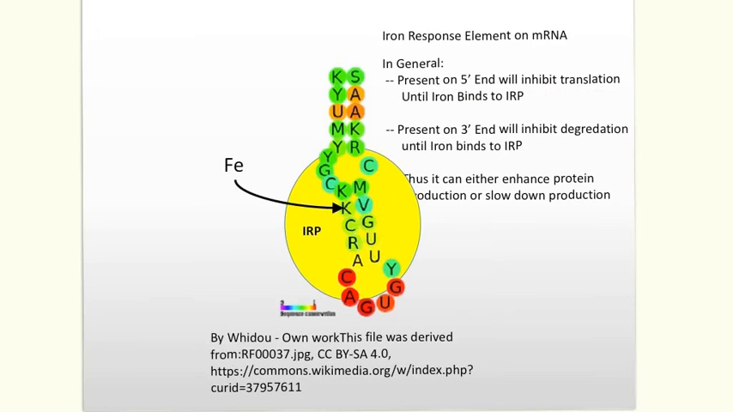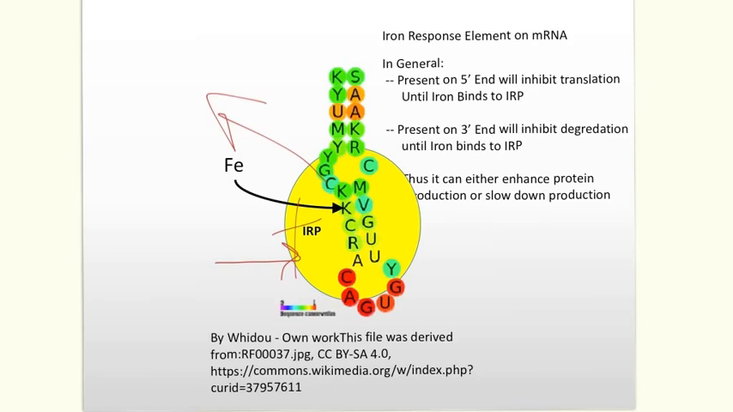Now also the classic, the canonical teaching is that iron will bind to the iron response protein. So there's actually 2 iron response proteins, an IRP1 and an IRP2. And iron will bind to the IRP1 and cause it to be released, or it can bind with another protein to the IRP2 and cause it to be degraded.